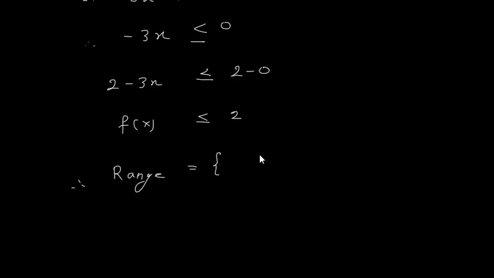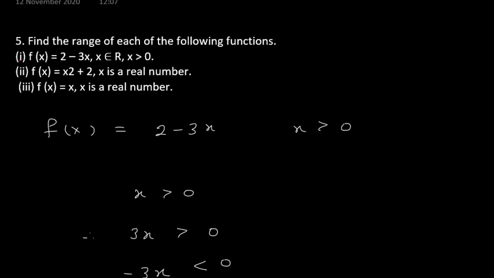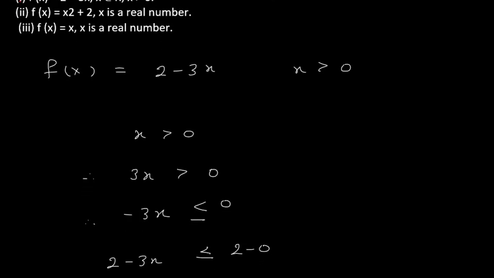I will not use a set. That is used if a natural number, whole number or integer is there. But for real numbers we use this bracket. I will write minus infinity because its value is less than 2, comma 2, and I will include 2 because value 2 is okay. Now let us see, if I put the value 2 here, what will I get?